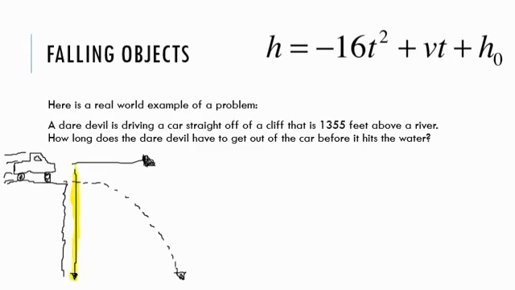So the daredevil is driving straight off the cliff, and the cliff is 1,355 feet above the ground. Again, we're going to say this is the ground, and the ground is 0 feet. How long does it take to hit the water? It's into a river, not just the ground. So we'll draw some water there for you. We'll even make his car, let's make his car green. Race car green.